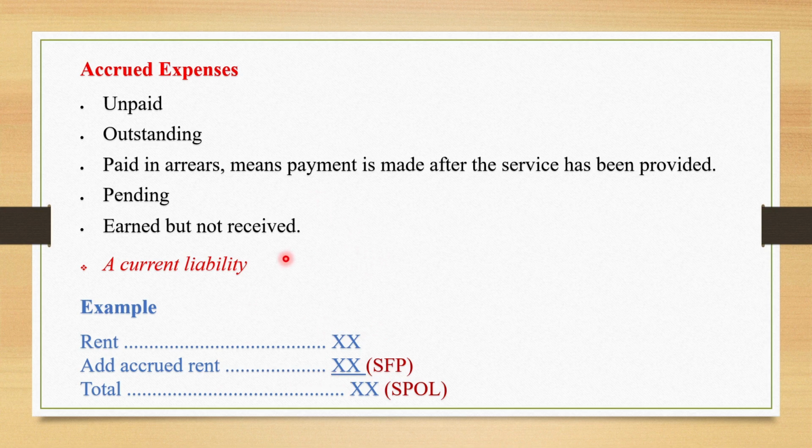What are we going to record in the statement of profit or loss account? It's the total: the rent for this year plus the outstanding rent, the accrued rent. You take the total of the rent in this year, you add the accrued rent, then the total will be recorded in the statement of profit or loss. Then this accrued rent for the previous period is the only one being recorded in the statement of financial position, in current liabilities.